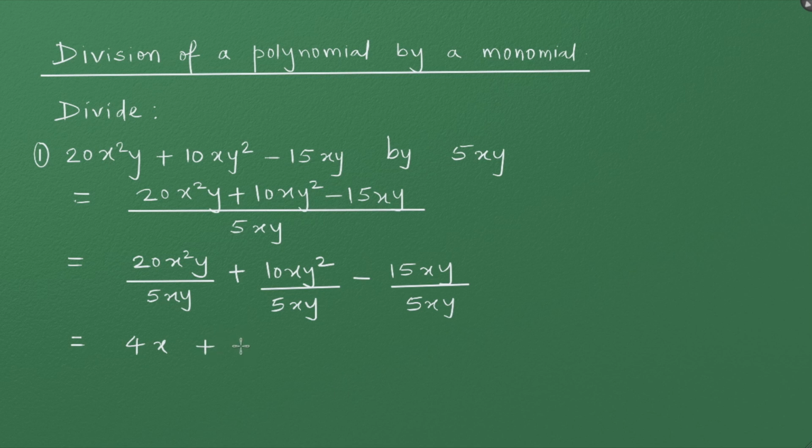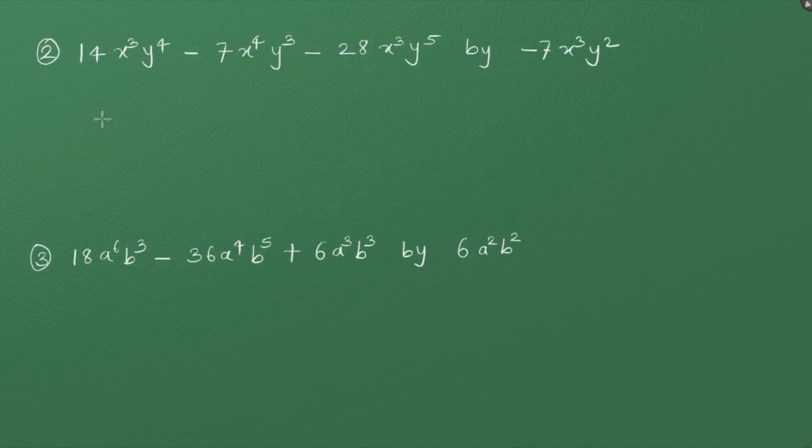Plus, here it is 2. Again this is x raised to 1. This is also x raised to 1. And then y raised to 2 minus 1. Minus, this would be 3. So this equals 4x plus 2y minus 3. Let's do the second one.